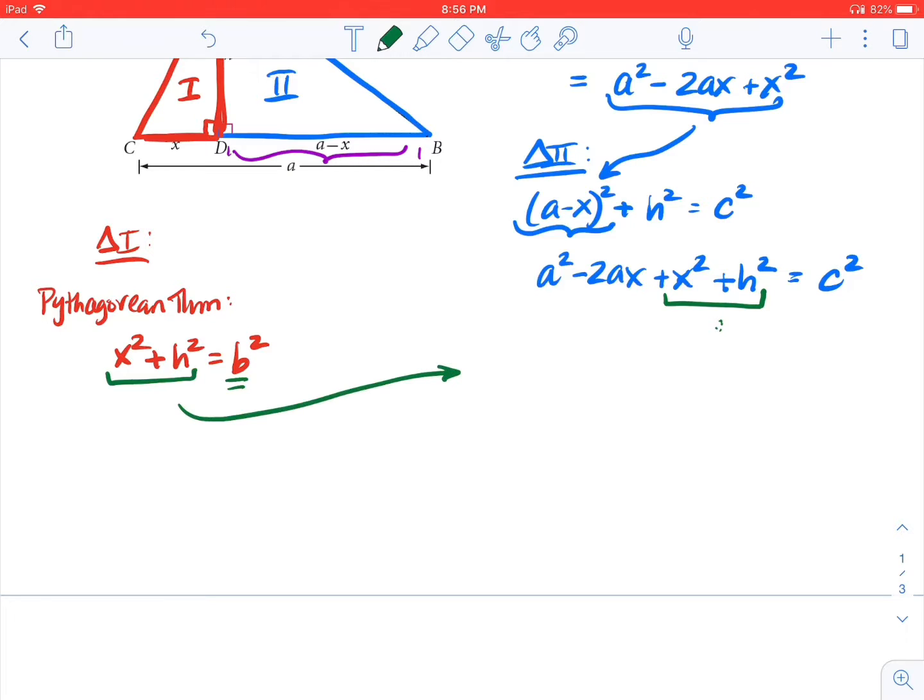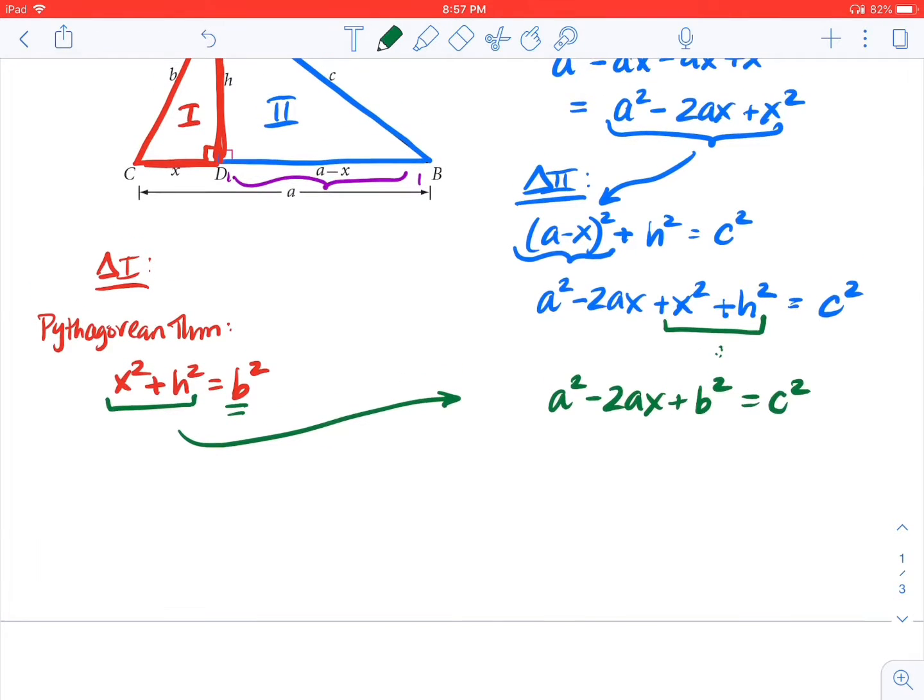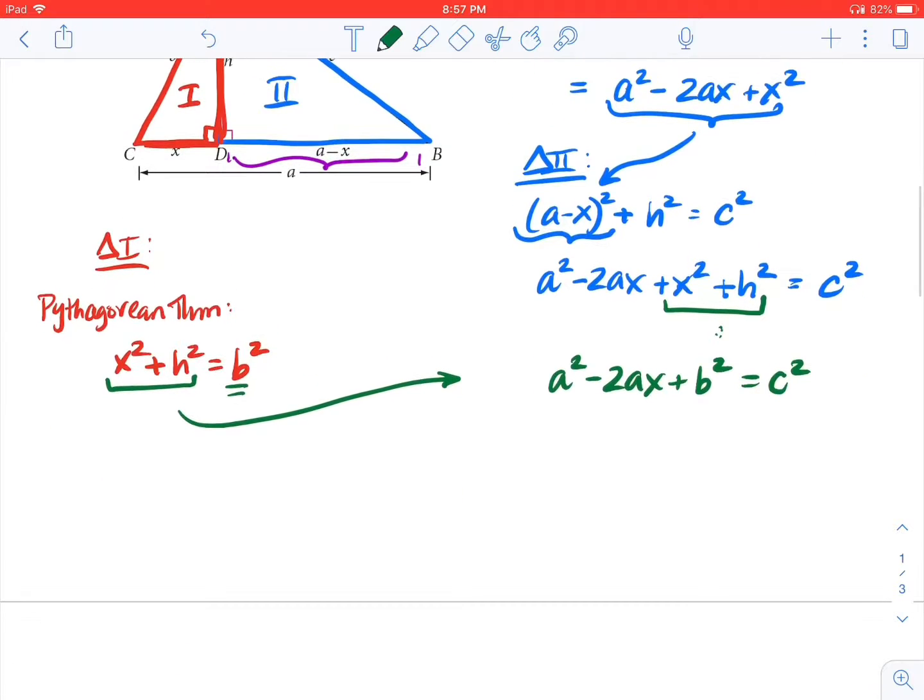I'm going to use the substitution property to say, well, it must be the case that a squared minus 2ax plus b squared is equal to c squared. If you've got a keen eye, you might see the Pythagorean theorem in here. These two things are very closely related. I'll describe why. Well, it's because there are two right triangles, but that's the general relationship.